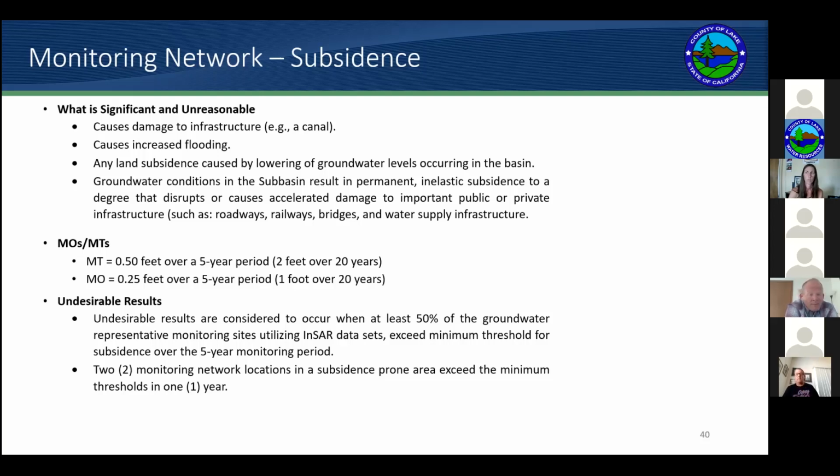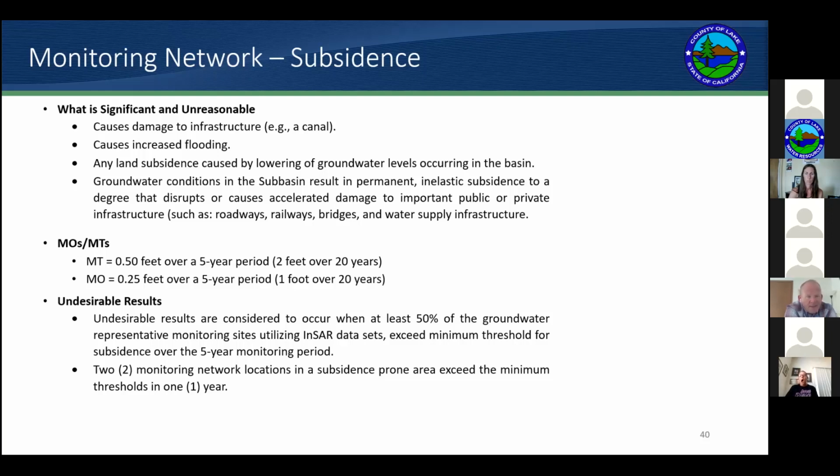An MO and MT, we have to set one at some point. Recognizing that the error in the technology or in the analysis is about 0.1 foot per year, a lot of times, as I mentioned previously, an MT could be set at, okay, we don't want to see more than 0.5 feet over a 5-year period, which equates to about 2 feet over 20 years.